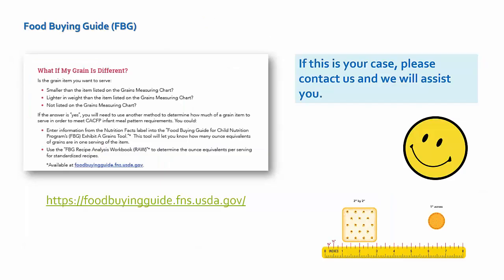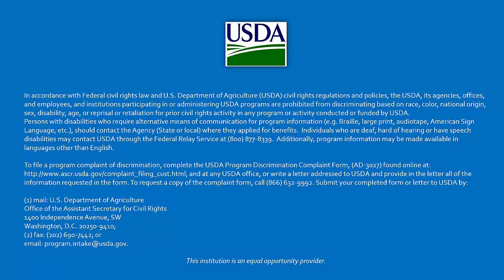Once again, if the grain item you want to serve is smaller than the item listed on the grains measuring chart, or lighter in weight, or not listed in the chart, we will need to use the food buying guide. If this is your case, please make sure to contact us and we will assist you with this. This concludes the training on ounce equivalents of grains in the CACFP.